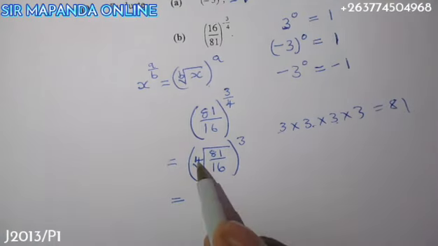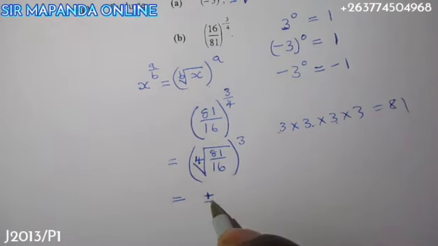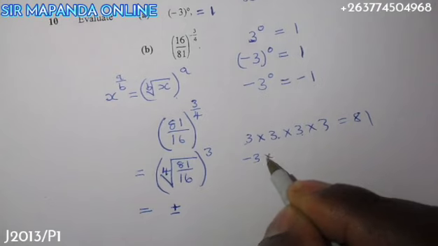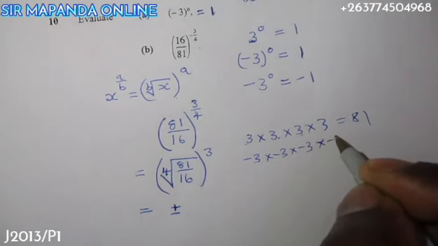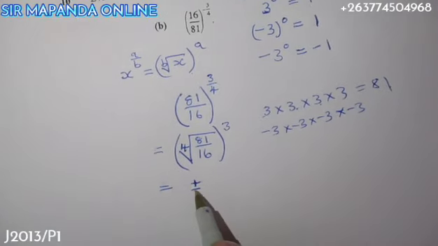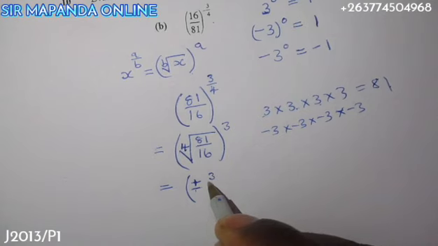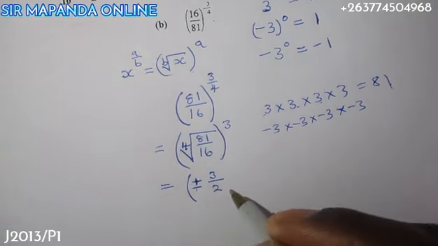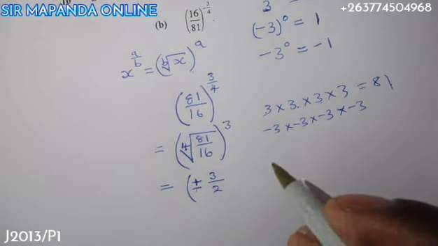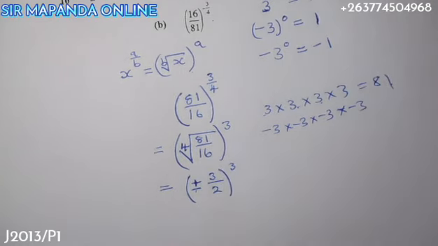But since this is a fourth root, you write plus or minus. Why? Because minus 3 times minus 3, 4 times, you still get 81. So it's plus or minus. So I'm going to write plus or minus 3 at the top. I hope you are following. Then what is the fourth root of 16? It's 2. If 2 multiplies itself 4 times, you get 16. So raise it by 3.